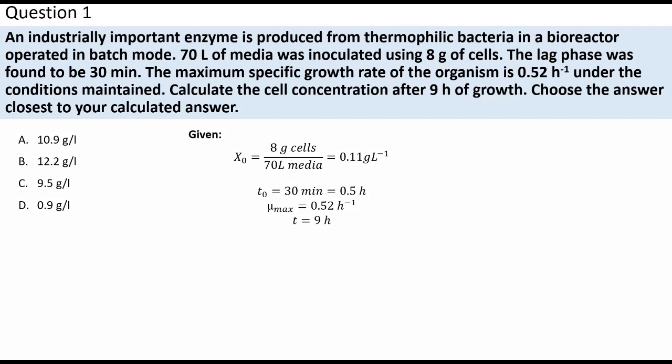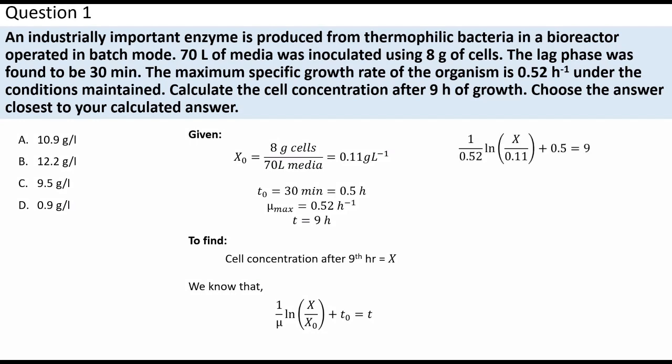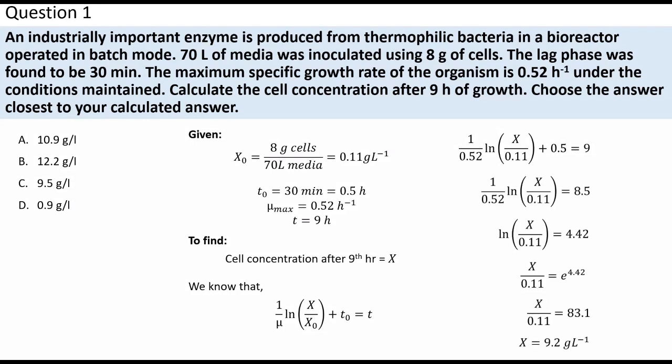As it was given, X naught is the cell concentration in gram per liter. So 8 grams of cells divided by 70 liters of media, which is equal to 0.11 gram per liter. T naught is 30 minutes, the maximum specific growth rate mu max is 0.52 per hour, and t is equal to 9 hours. To find the cell concentration after 9 hours of growth, we know the formula 1 by mu ln of x divided by x naught plus t naught is equal to t. Substituting all the values, we get the value of x as 9.2 gram per liter.